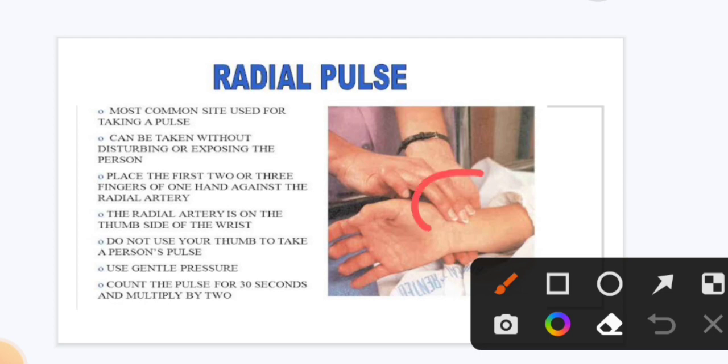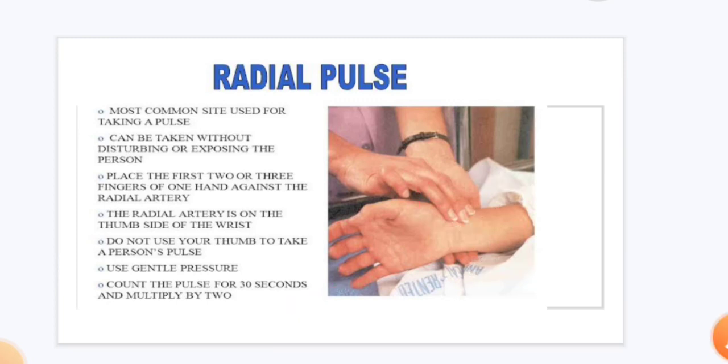So mainly we use the first 2 fingers or first 3 fingers on the pulse. Don't use the thumb. Count the pulse, for example for 30 seconds. Like that we have to press the pulse.